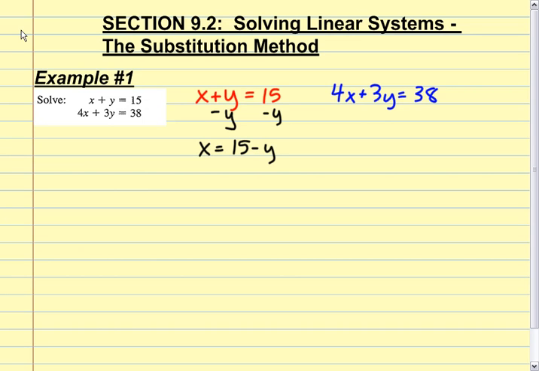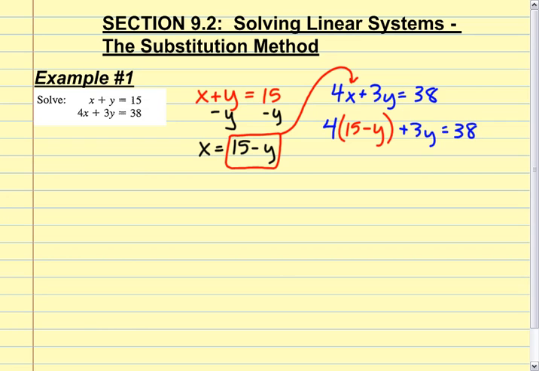Okay, now the reason we got a variable by itself is because now we found out what x equals. It equals 15 minus y. X is the same as 15 minus y. So I'm going to take that and plug it into the other equation, 4x. So when I rewrite this one, it's going to be 4 times, not x, but what x equals, 15 minus y, plus 3y is equal to 38. Now I only have one variable in that second equation, and I can solve for y. Makes it super easy.